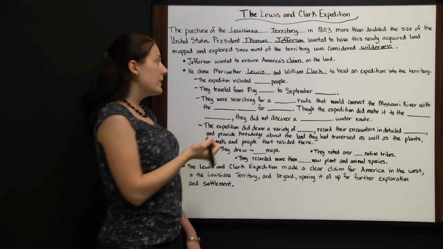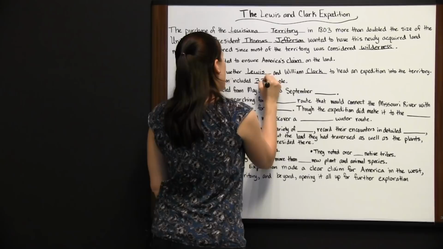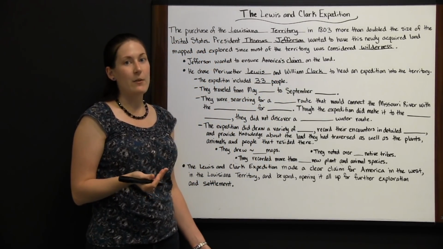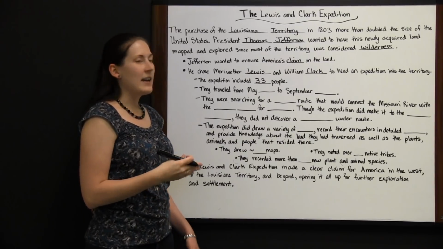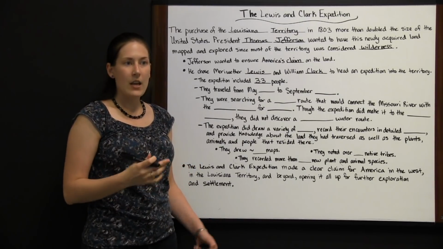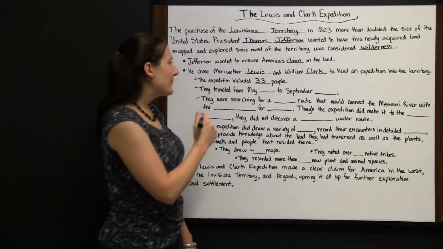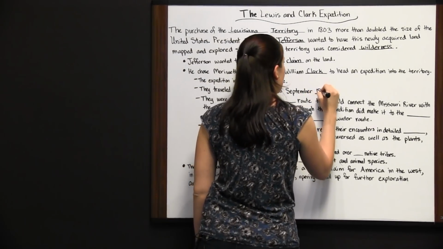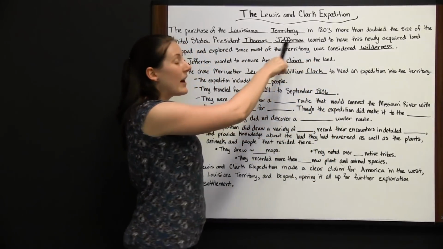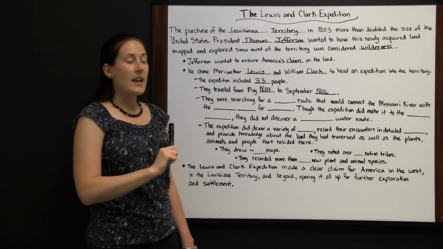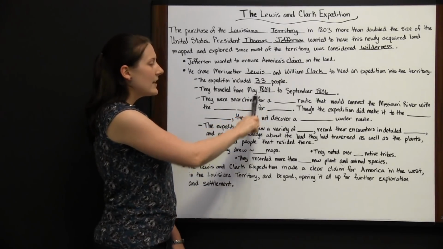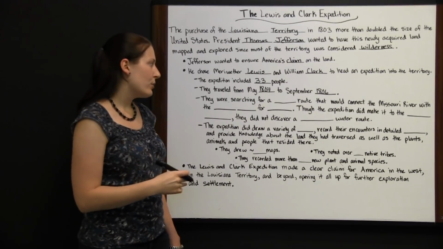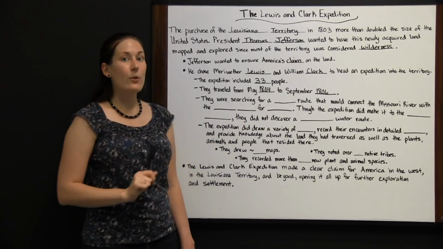The expedition included 33 people, and all but one of them made it back. The only one who didn't make it back died of appendicitis. He did not die from anything on the expedition. They traveled from May 1804 to September 1806. So you see they acquired the territory in 1803, and very quickly in 1804, Jefferson was sending an expedition out to start mapping this territory. And you can see it lasted a little over 2 years.